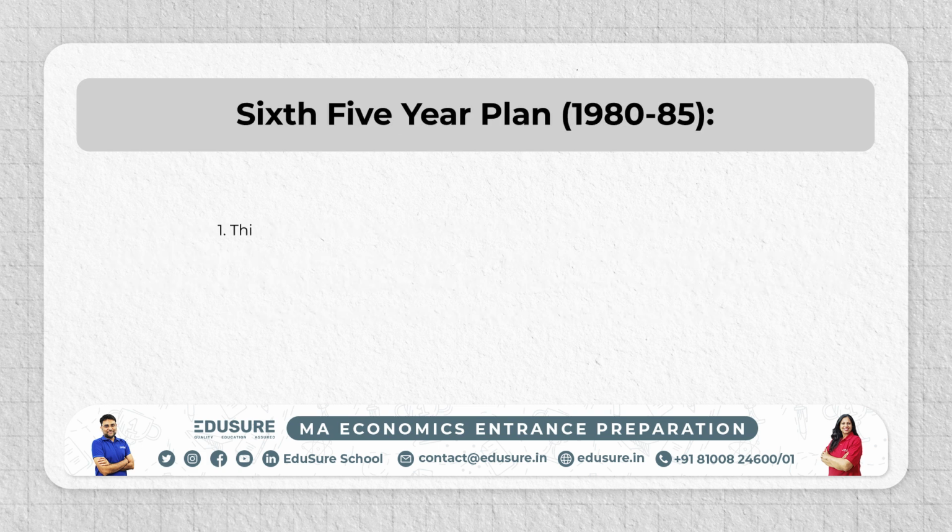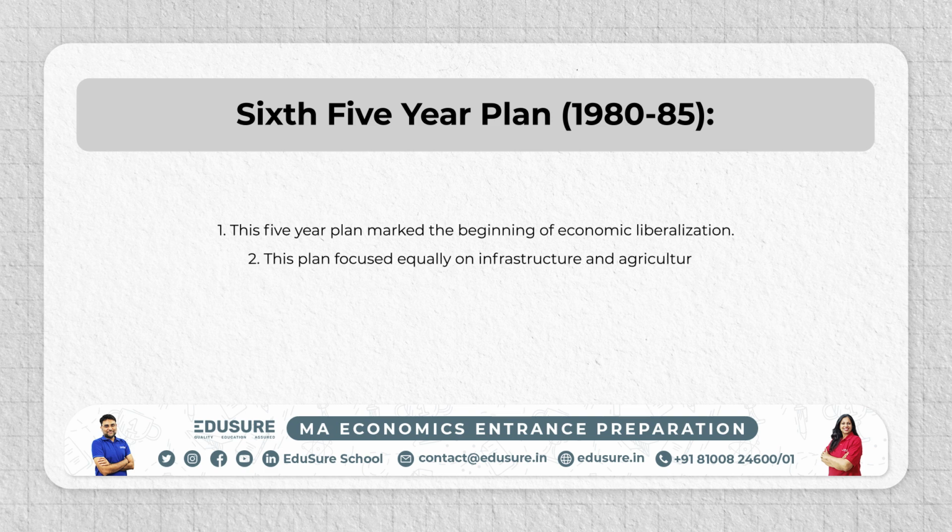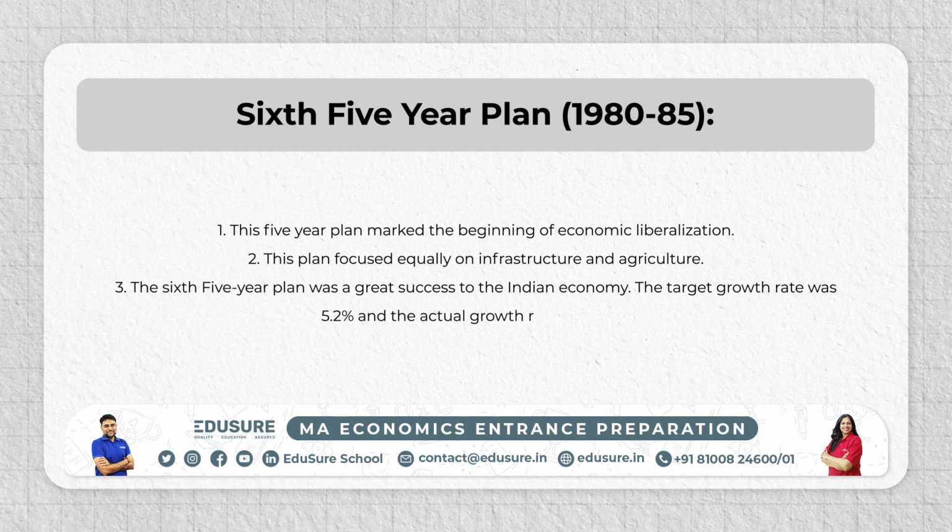Sixth Five-Year Plan, 1980 to 85. The Five-Year Plan marked the beginning of economic liberalization. This plan focused equally on infrastructure and agriculture. The Sixth Five-Year Plan was a great success for the Indian economy. The target growth rate was 5.2% and the actual growth rate was 5.4%.